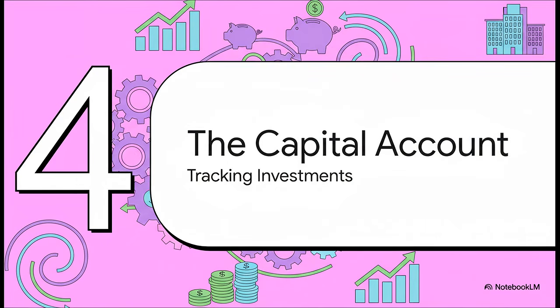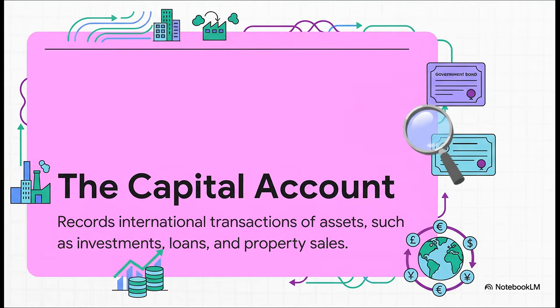All right, we've covered goods, services, and gifts. Now it's time to talk about the really big money flows, investments, loans, and assets. This is where the capital account comes in. Sometimes it's also called the financial account. It tracks all the financial flows that aren't for day-to-day trade. We're talking about buying and selling major assets, things like entire companies, office buildings, or government bonds.